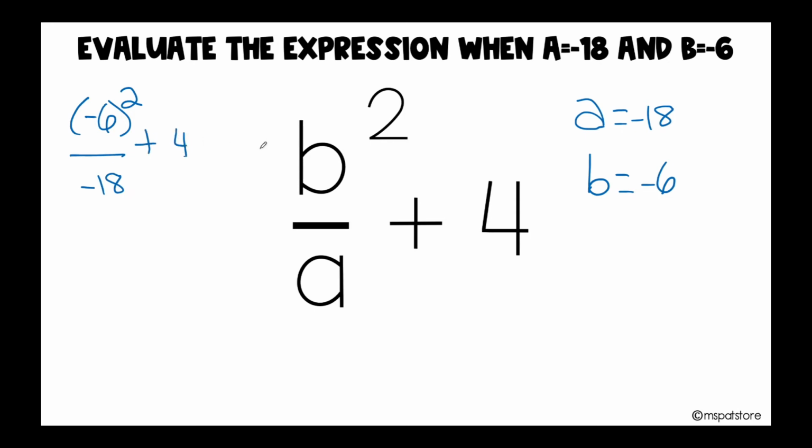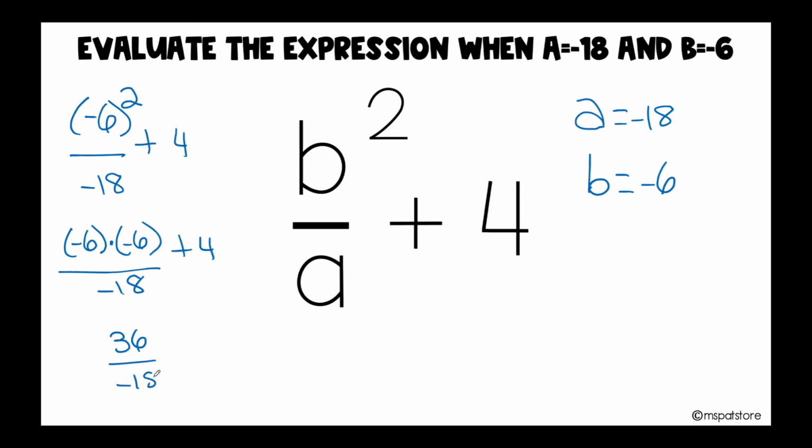According to the order of operations, I need to do exponent first. So remember the T-Rex analogy. The T-Rex can hold the parentheses and the sign is glued to the parentheses. So it will be -6 times -6 divided by -18 plus 4. So now I'm going to do multiplication first. So -6 times -6 is +36. Remember that when they have the same sign, your answer is positive.